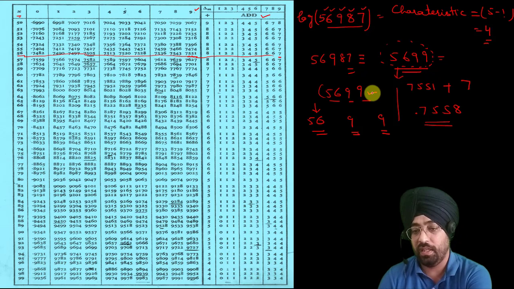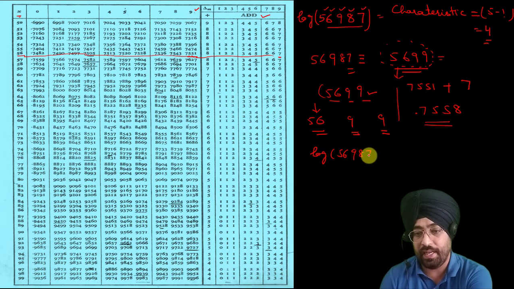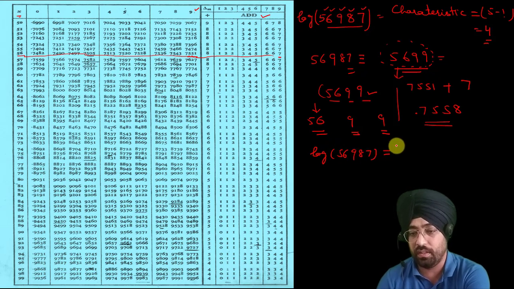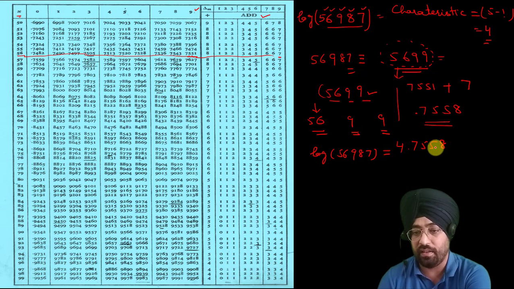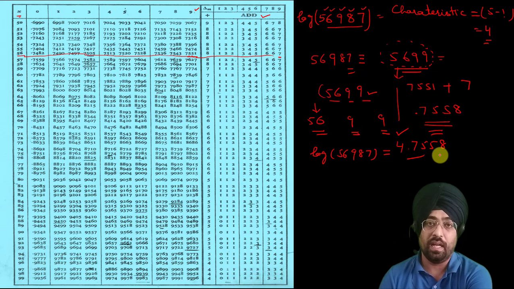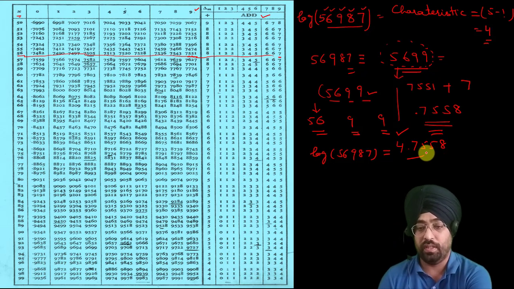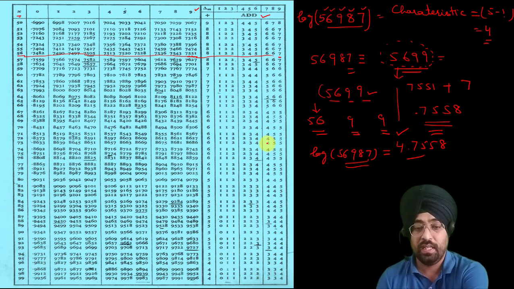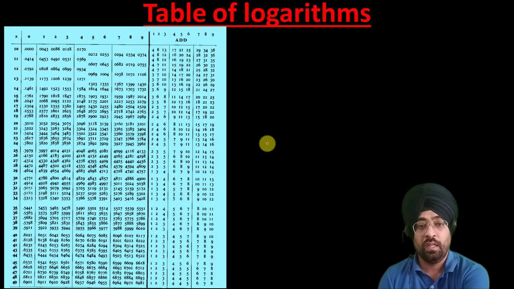Mantissa of 56987. From log table it is 0.7558, so log 56987 becomes 4.7558. This 4 is characteristic, this is your mantissa, so both are positive. So that is the value of log 56987. That is how you can see the log table.